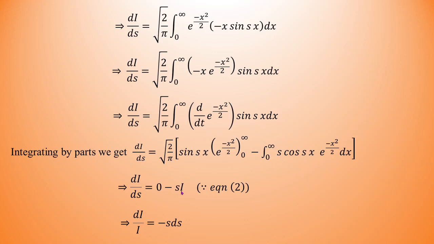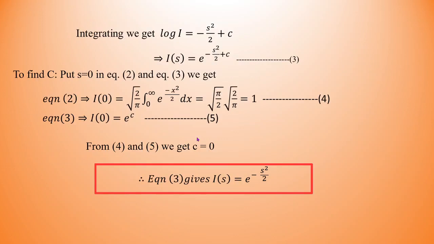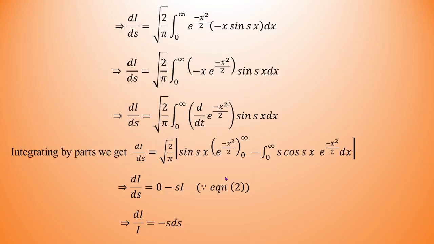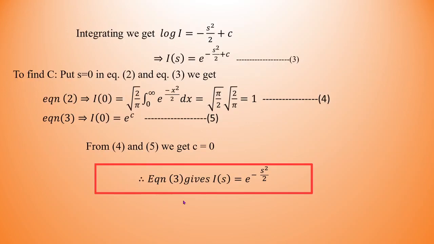So minus sI. Now rearranging, obtaining variable separable form. So this is the variable separable form. And now integrating, the integration of 1 by I with respect to I will be log I is equal to, then the integration of minus s will be minus s square by 2 plus c. Taking antilog, we will have this type of term. So this is equation number 3. Now this would be the required solution, provided we know the value of the constant. So let's work on evaluating the constant c.